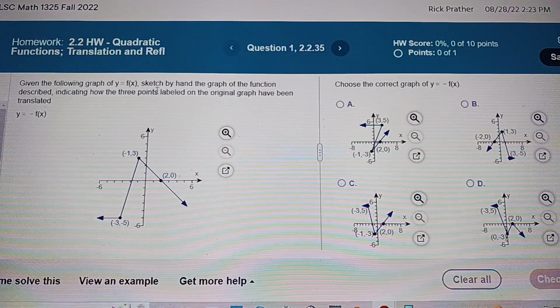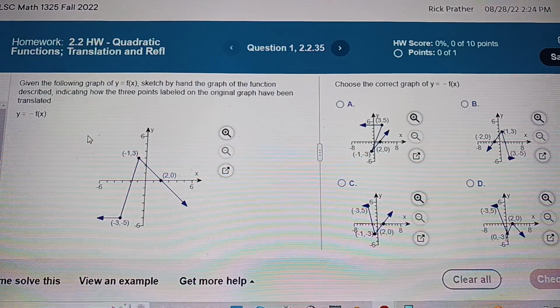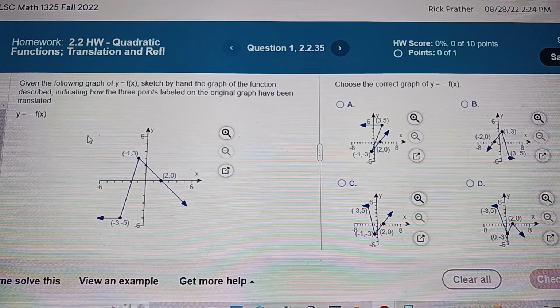Okay, given the following graph, sketch by hand the graph of the function described, indicating how these 3 points labeled on the original graph have been translated. Okay, so this is another algebra concept. Translations, transformations, they sometimes call all of them.